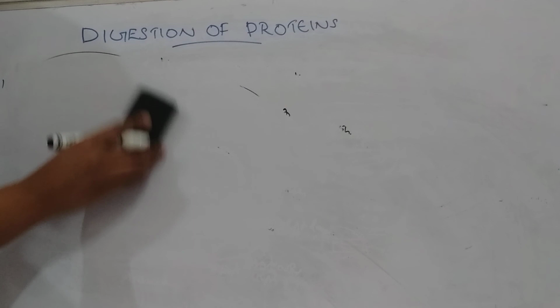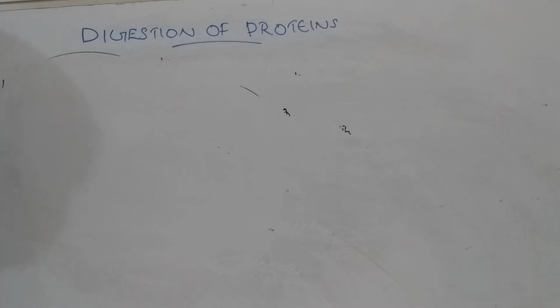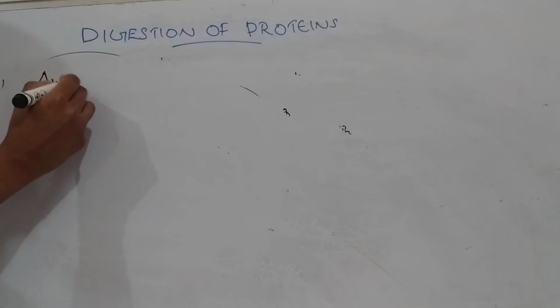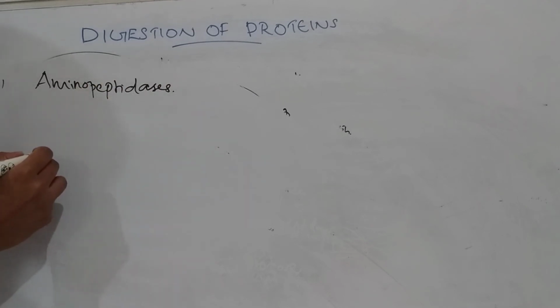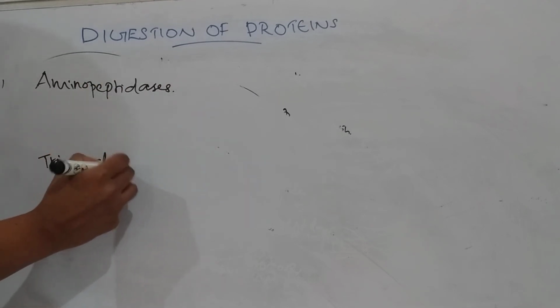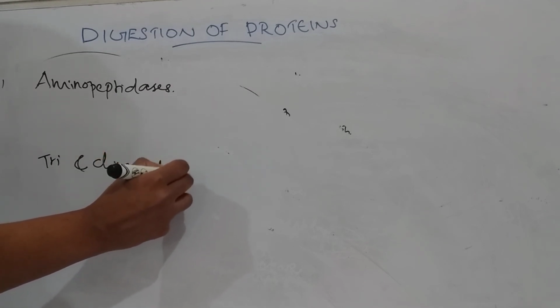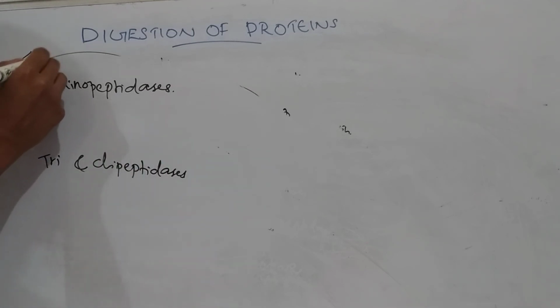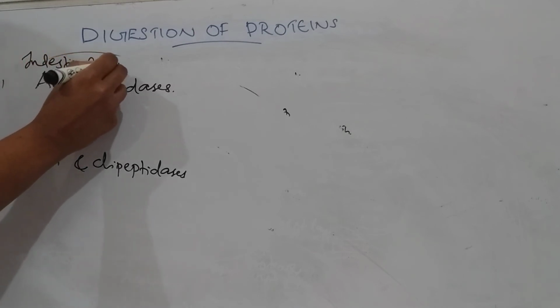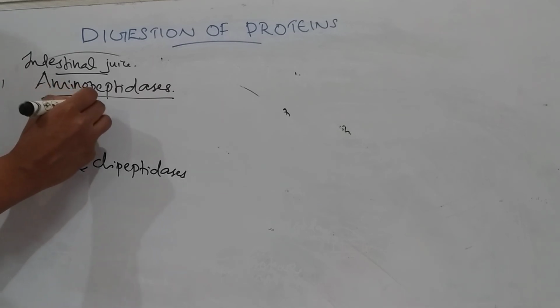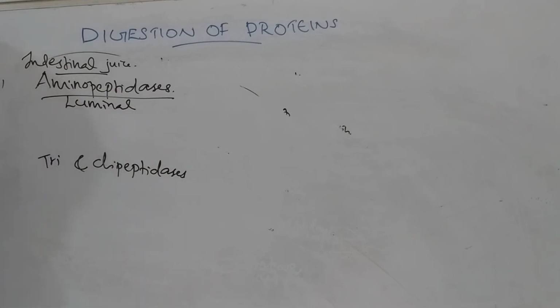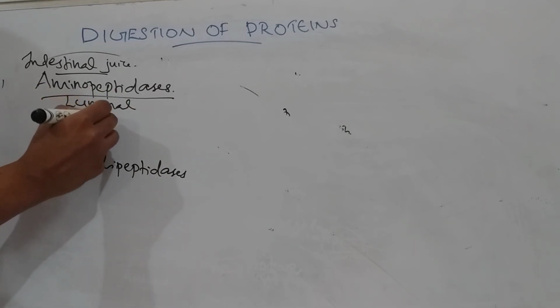Then other proteolytic enzymes are present in intestinal juice. These are aminopeptidases and tri and dipeptidases. These are the proteolytic enzymes in intestinal juice. Coming to aminopeptidases, it is present on the luminal surface of intestinal mucosa. It is an exopeptidase.